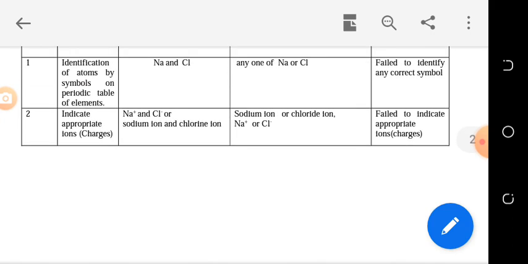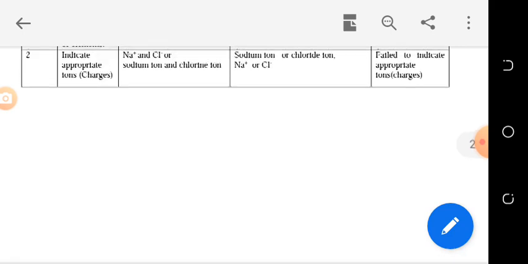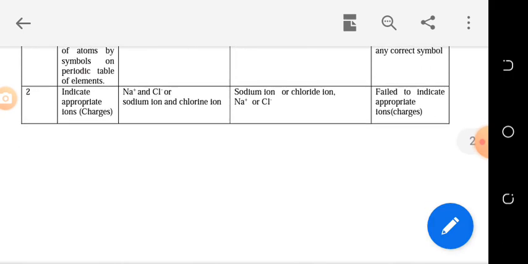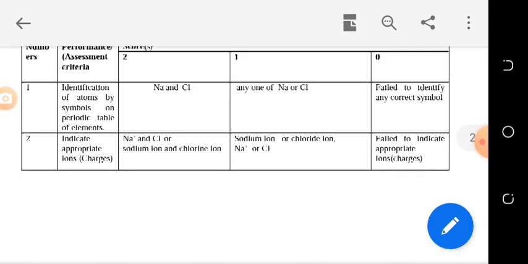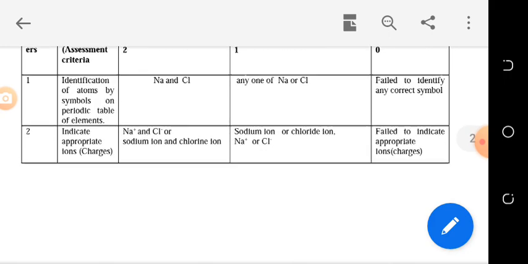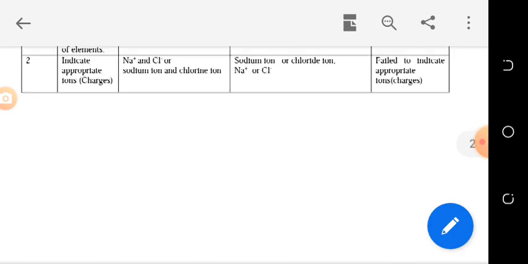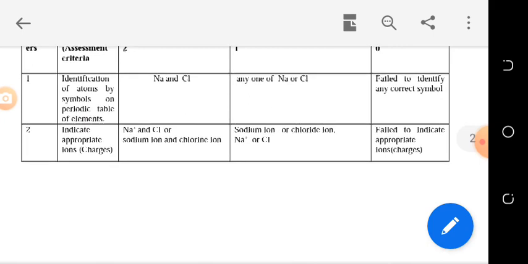The second rubric: indicate the appropriate charge of ions. Sodium ions, chloride ions can be in symbols or in words. So 2 correct, get 2 marks. Then gets 1 correct, sodium ions or chloride ions, gets 1 mark, or if failed to indicate the appropriate ions, will get 0.